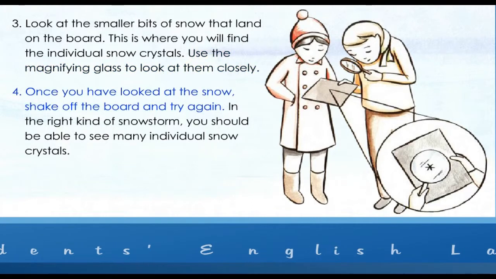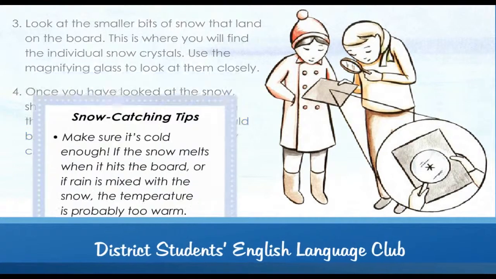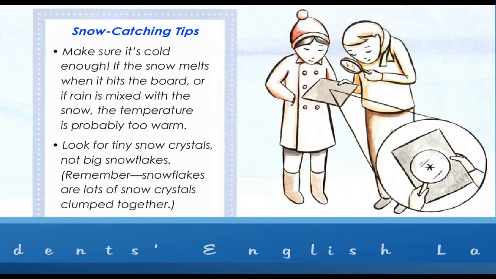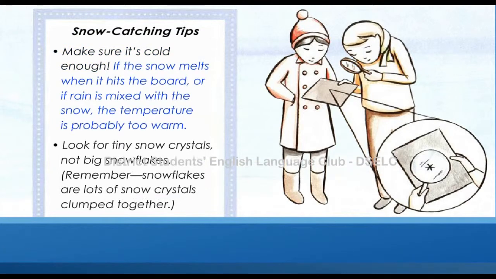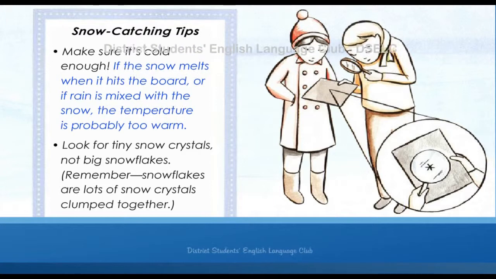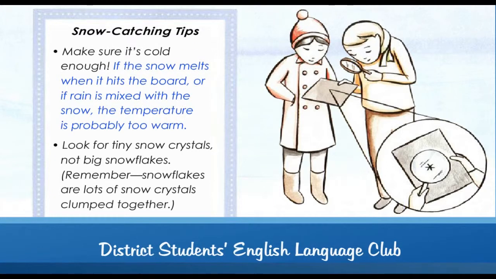4. Once you have looked at the snow, shake off the board and try again. In the right kind of snowstorm, you should be able to see many individual snow crystals. Snow catching tips. Make sure it's cold enough. If the snow melts when it hits the board, or if rain is mixed with the snow, the temperature is probably too warm.